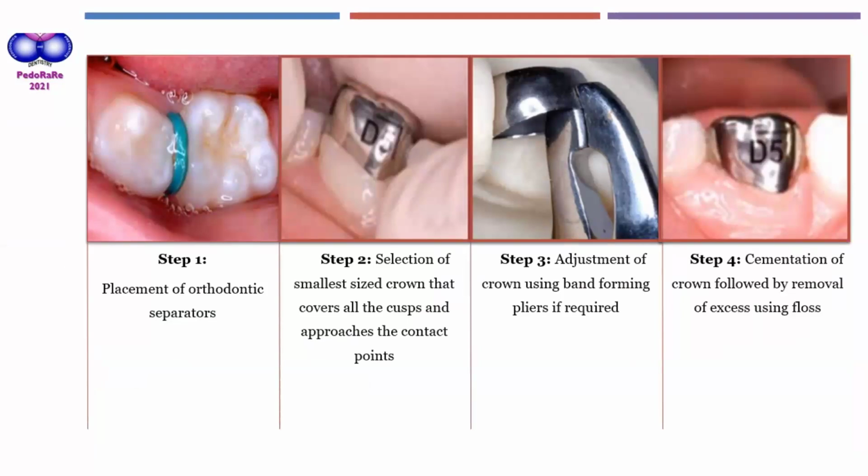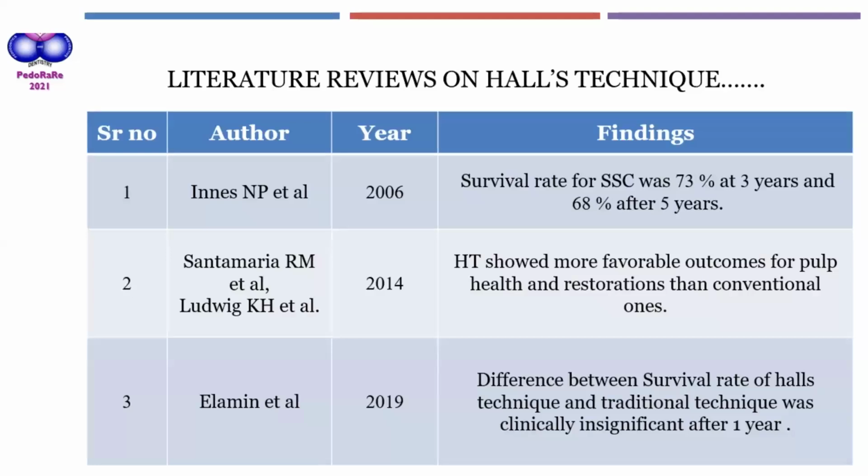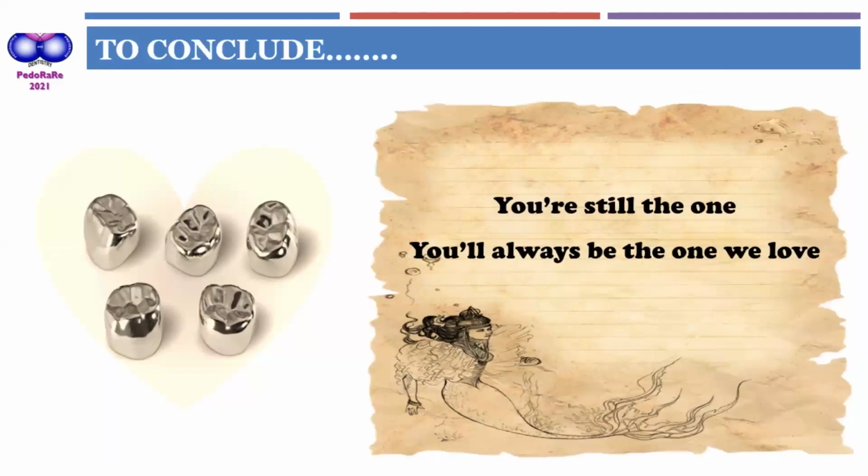Definitely we need a proximal space for the crown, so place a separator. Whatever crown fits, select it, adjust the crown accordingly, and cement the crown, followed by excessive use of floss. Literature reviews have said that the survival rate of SSC was 73% and 68% after 5 years. The difference between the survival rate of Hall's and the traditional technique was clinically insignificant after 1 year.